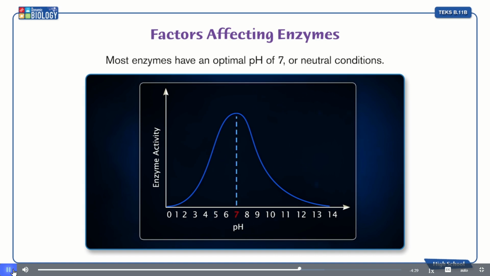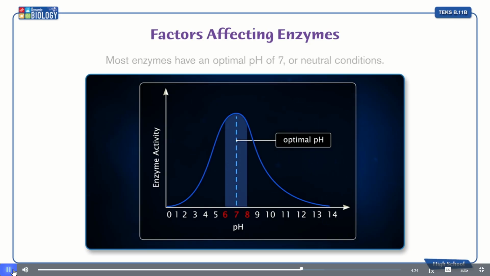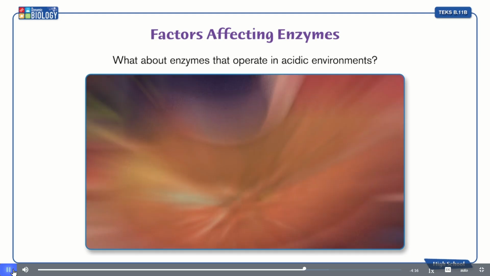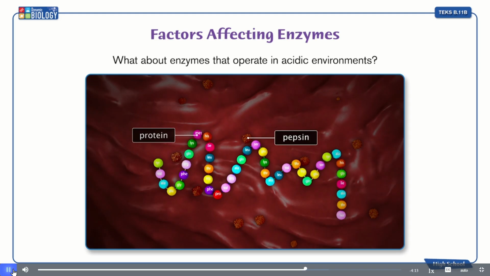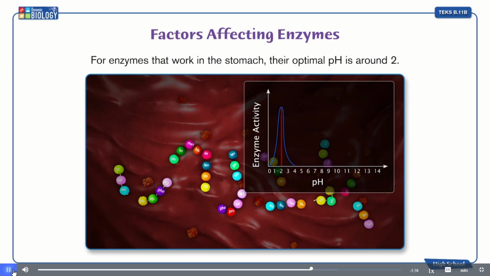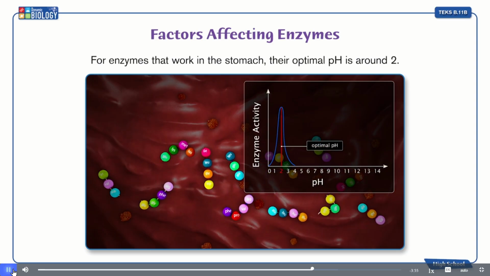For most enzymes, the optimal pH is around 7, or neutral conditions. But think about the enzymes that do the job of digesting food in your stomach. Enzymes such as pepsin, shown here, which helps digest proteins. The stomach is a very acidic environment. So, what do you think the optimal pH of enzymes like pepsin would be? As you might have guessed, enzymes like pepsin do their best work at low pH values, around 2.